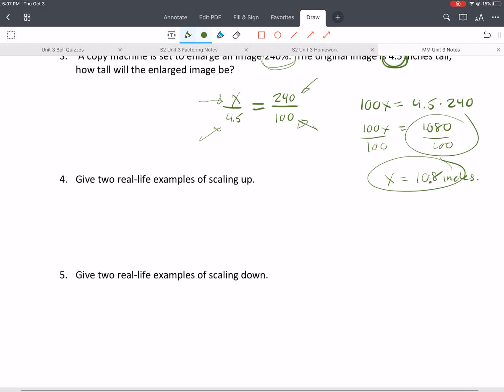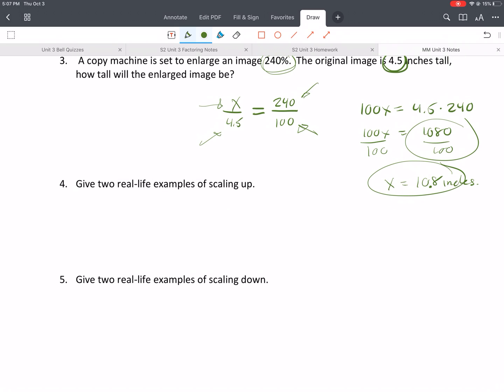All right, 4 and 5, give 2 real-life examples of scaling up. So I kind of talked about a billboard. If you had an original picture of a person and we scale them up so he's so big, you could even look at his nose hairs. Another example could be something like a cereal box. Oftentimes on cereal boxes they magnify or enlarge the image so that you can see the texture.